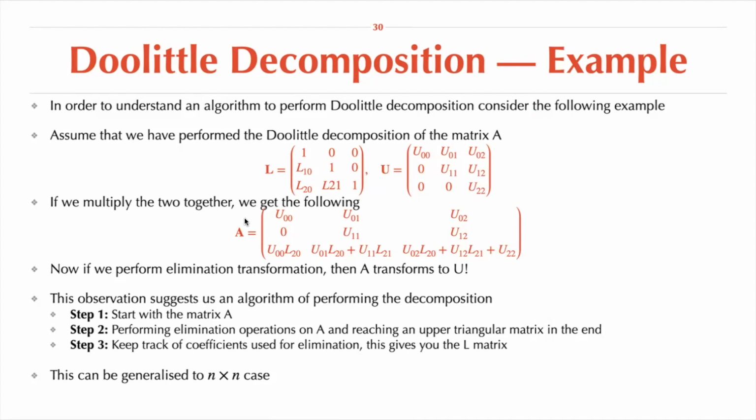So then you know how you are going to get the LU decomposition. This is the algorithm for making the LU decomposition. Start with any given matrix A, perform the elementary row transformations, but keep track of all the coefficients that you have used for elimination. Finally you will reach the upper triangular matrix, and the coefficients that you got in between will give you the lower triangular matrix. This is the algorithm for implementing this, and it can be generalized to the n cross n case. Here I have shown the example for 3 cross 3, but this can be generalized to n cross n.